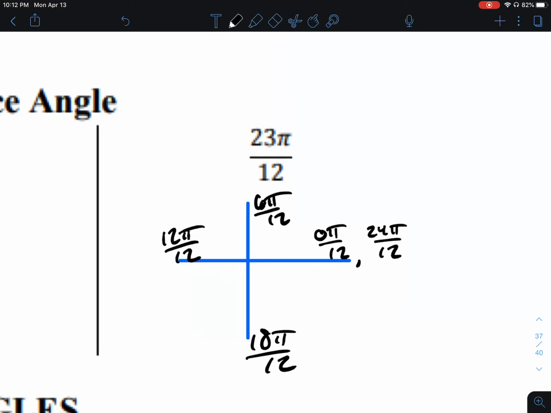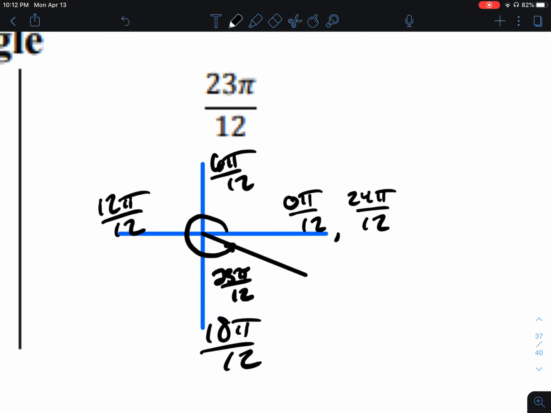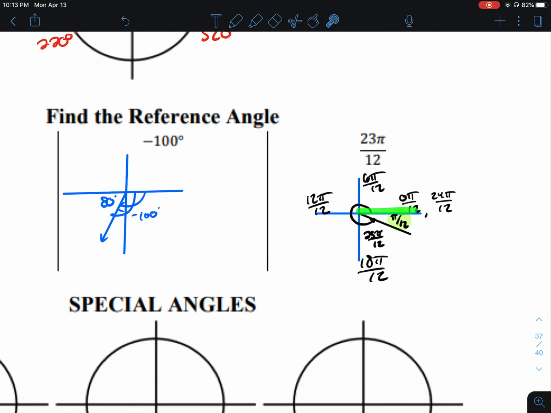23 pi over 12 is just short of 24 pi over 12. I said 24, it should be 23. How short is it? It's short exactly 1 pi over 12. That is the reference angle for this. So we got 23 pi over 12 to here, add another pi over 12. That is the reference angle. It's formed by the x-axis and the terminal side, and it's acute.